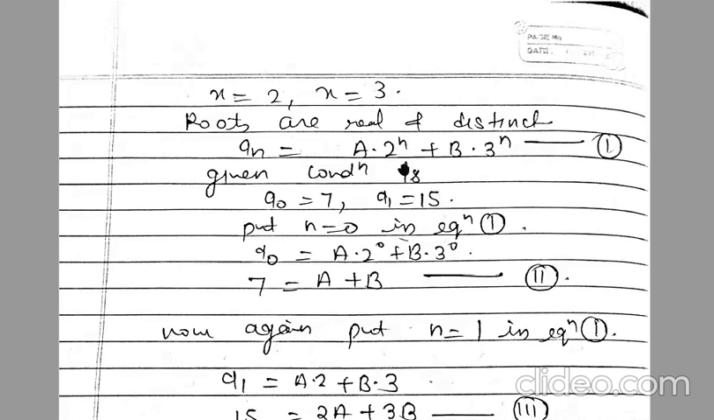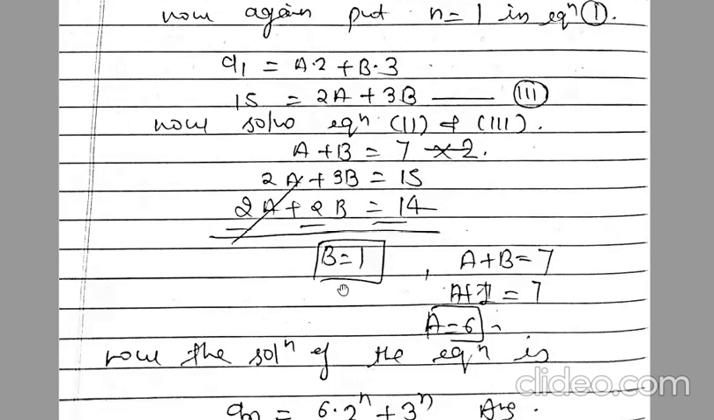So the given conditions are a_0 is equal to 7, a_1 is equal to 15, right? So put n is equal to 0 in equation 1, where a_0 is equal to a into 2 to the power 0 plus b into 3 to the power 0. So we have 7 is equal to a plus b. This is your second equation. Now again put n is equal to 1 in equation 1, and then 2a plus 3b is equal to 15, right? Now solve equations second and third.